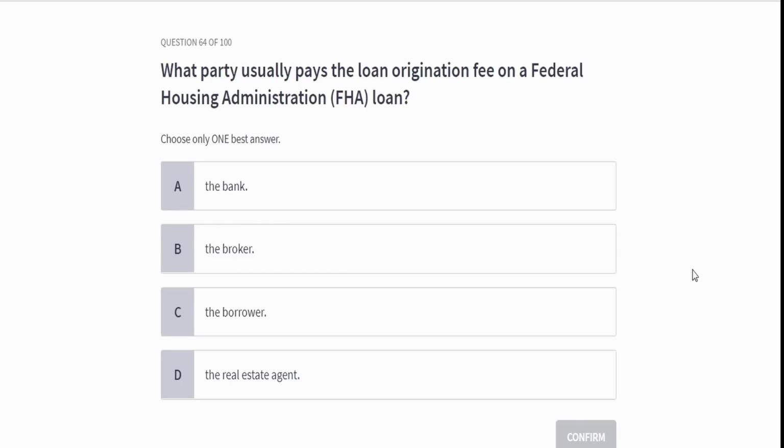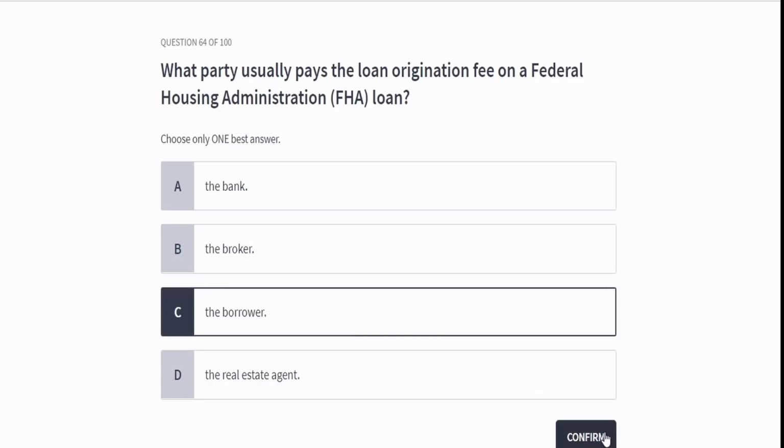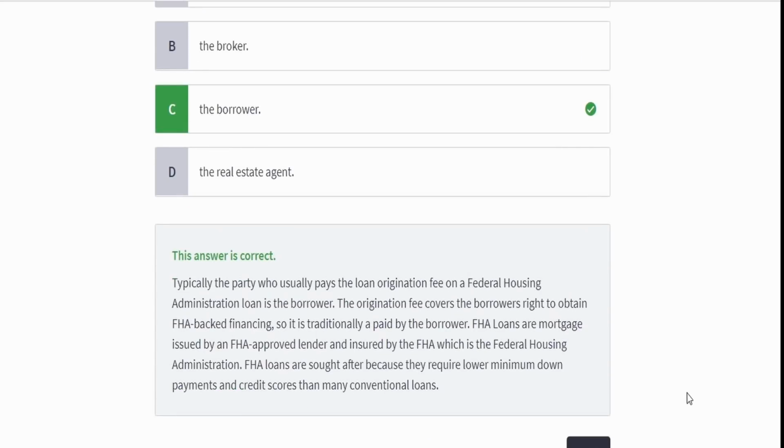All right, great. So I gave you some time for that one. What did you guys come up with? Did you come up with A, B, C, or D? So the correct answer for this one is going to be C. It's the borrower. The borrower pays the loan origination fee. So again, typically the party who usually pays the loan origination fee on a federal fair housing loan is the borrower. The origination fee covers the borrower's right to obtain FHA-backed financing. So it is traditionally paid by the borrower.